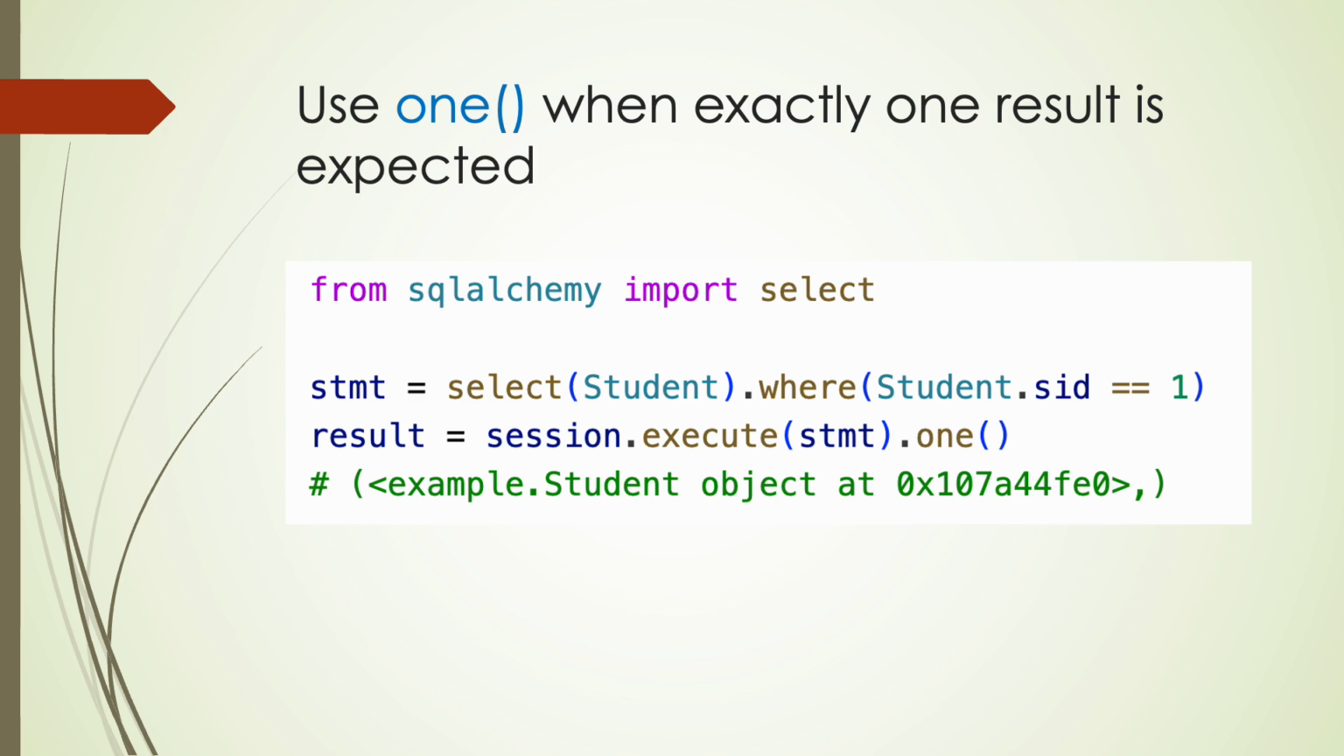With the SQLAlchemy 2.0 style, we need to import the select function from SQLAlchemy and use it to construct a statement. We can then use the session to execute the statement and finally call the one method on the resultant object. Note that a row object is returned here, which basically works like tuples.